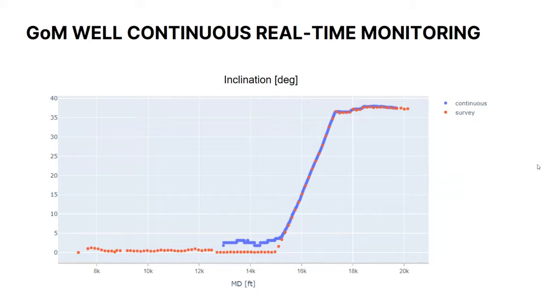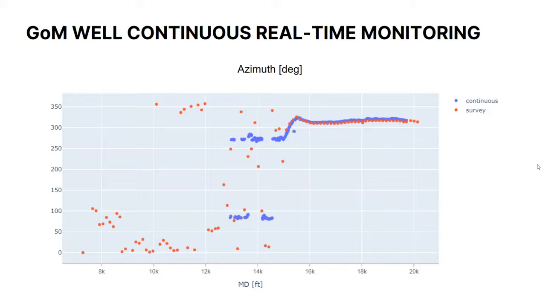So this is when we run the tool. We saw that everything looked fairly okay in terms of inclination. Everything seemed to be pretty close. What we didn't like was the behavior of the azimuth. There was quite a difference, especially in this case, and also towards the end of the hole, the azimuth from continuous measurement was slightly higher. And this is what happened in that section.